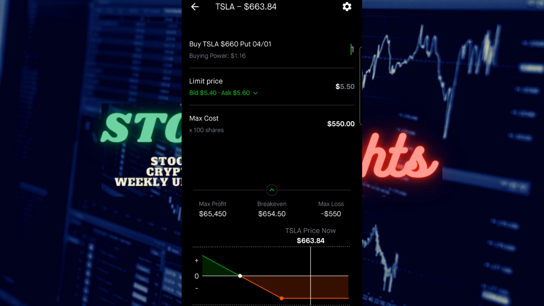Okay, so hopefully this helped you guys see the profit and loss chart on Robinhood, so you got a better understanding of it.